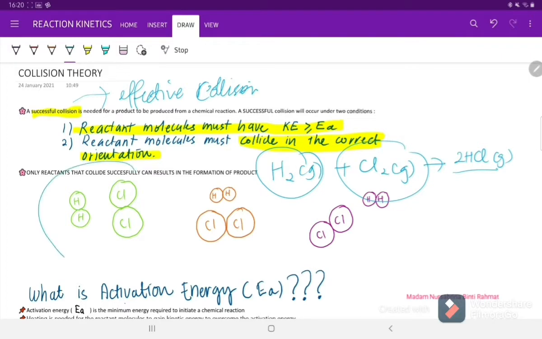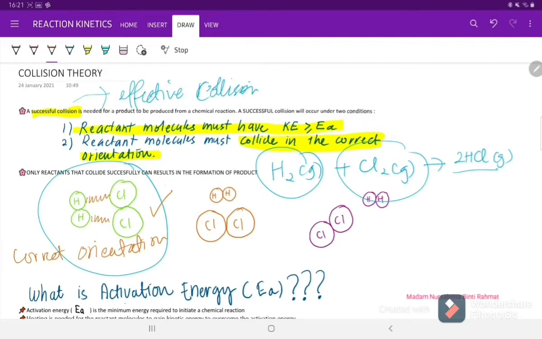In the first one, I arrange my hydrogen and chlorine molecules side by side. When they collide, this hydrogen will collide with this chlorine, and this hydrogen will collide with another chlorine atom in the chlorine molecule. They are facing towards each other, so H collides with chlorine and the other H collides with the other chlorine atom. These can form bonds, resulting in the formation of product. So in this first one, product forms because the orientation is right. It is a correct orientation.